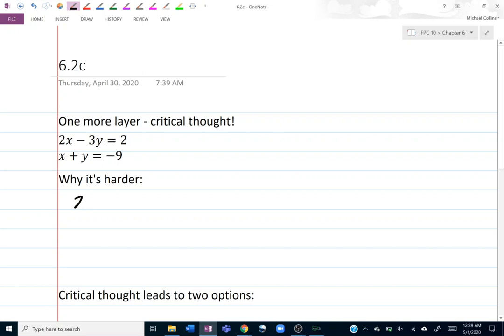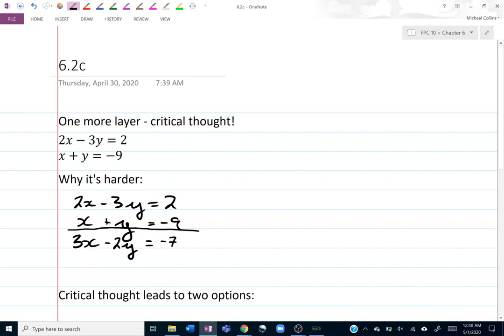The textbook says I arrange these in nice, neat columns. So my x I want to write first, plus y is equal to negative 9. These are both in standard form, so my x term comes first, then my y term, then my constant, but that won't necessarily always be the case. I'm going to add them together, and I get 3x minus 2y is equal to negative 7.